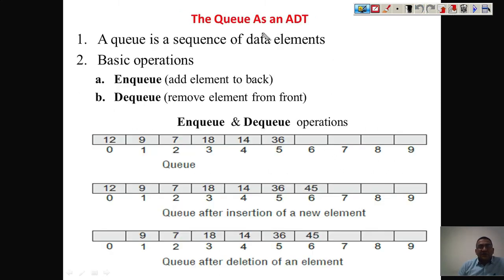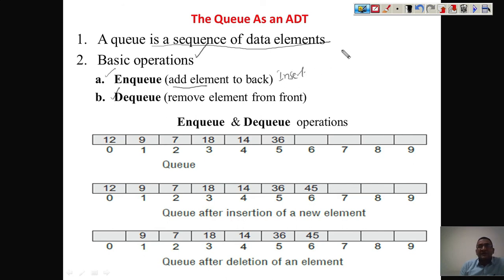A queue can be used as an ADT. ADT is called an abstract data type, which allows you to perform certain operations. As we know, it works on the principle of FIFO, and it allows some basic operations. A queue is a sequence of data elements, and it allows two fundamental operations, called enqueue and dequeue. Enqueue refers to adding an element, or the insert operation.